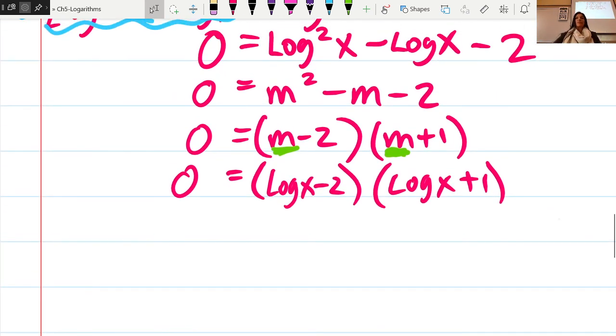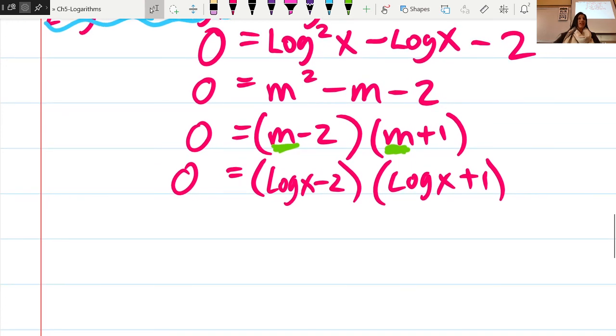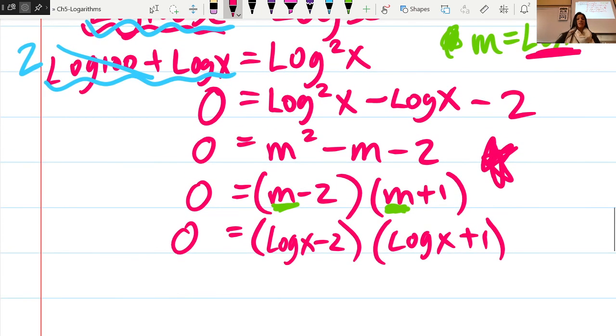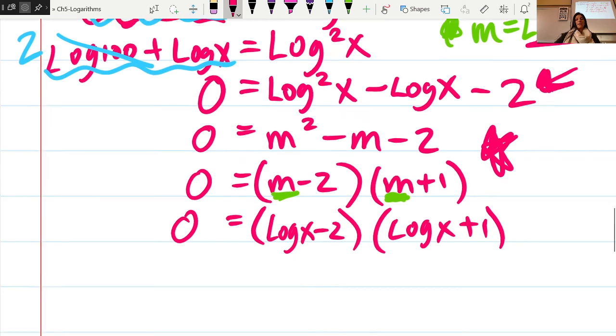Questions? We're all clear on how we got that to the factored form. All this m stuff, you don't have to do that. If you are able to look at that and easily factor it, go for it. This is just something I'm using to simplify and clearly show you how we factor something that looks like that.